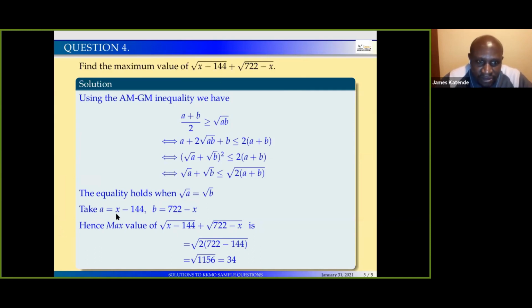So if we make the substitutions, A to be X minus 144 and B to be equal to 722 minus X, the maximum value of the square root of X minus 144 plus the square root of 722 minus X will simply be equal to the square root of 2 multiplied by the difference of 722 and 144. And when you work this out, this should be the square root of 1,156, which is just 34. So this gives us the maximum value of the expression we have up here.